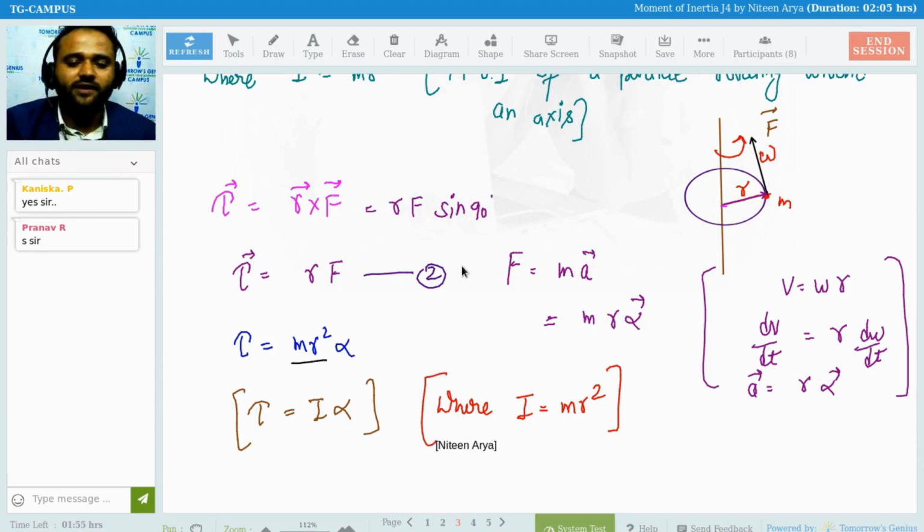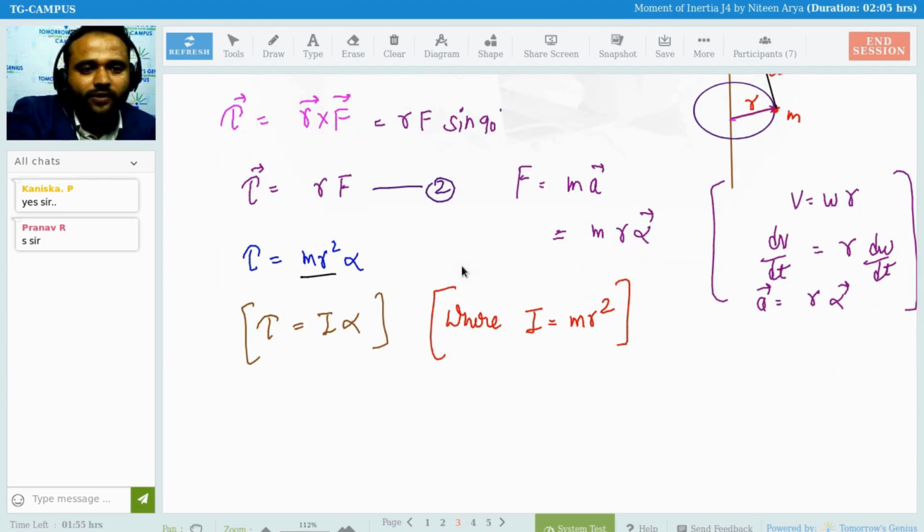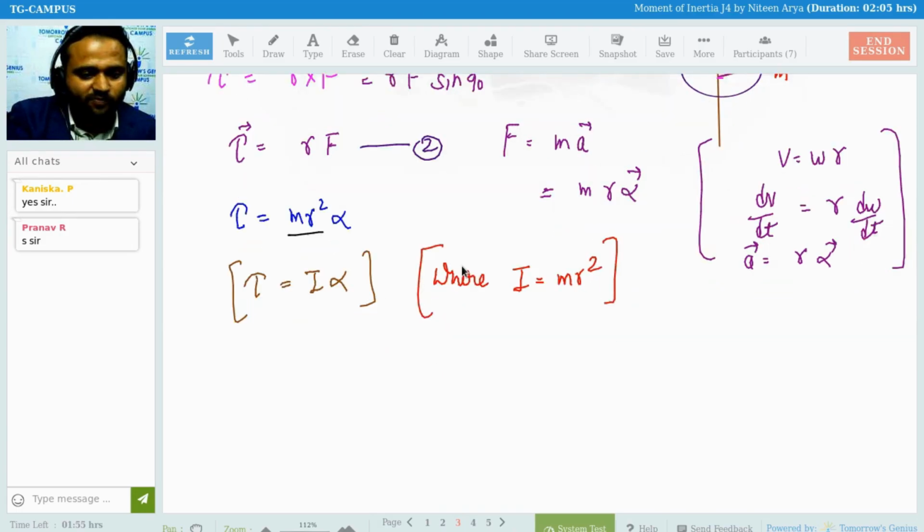The better meaning of this is, as we know, we have the relation force equals mass into acceleration, right? Here it is the same: whenever any particle or body rotates around a fixed axis, this I, which is moment of inertia, is treated like mass. Clear? So whenever we find the moment of inertia for a body, for a symmetric axis, we do the same as we did for center of mass.